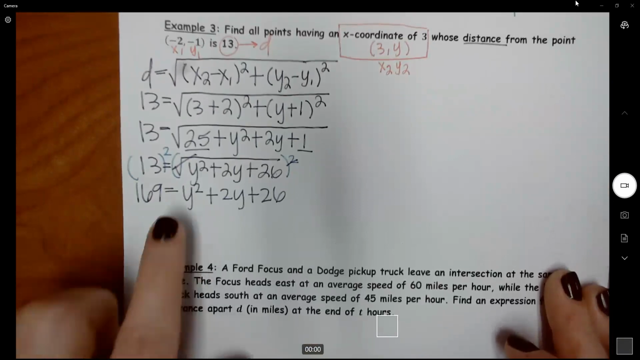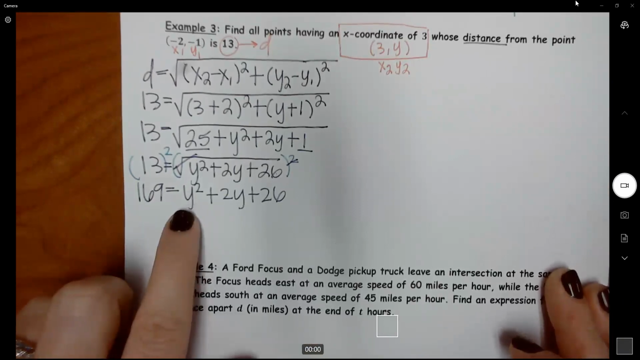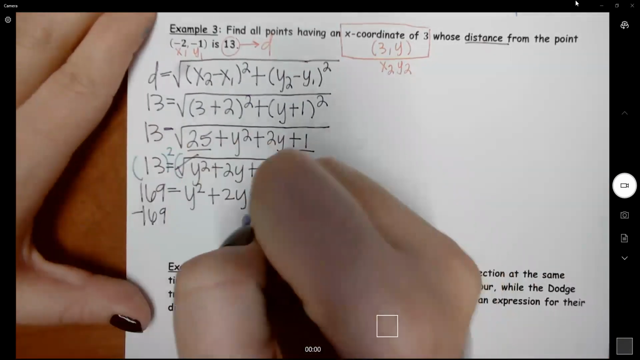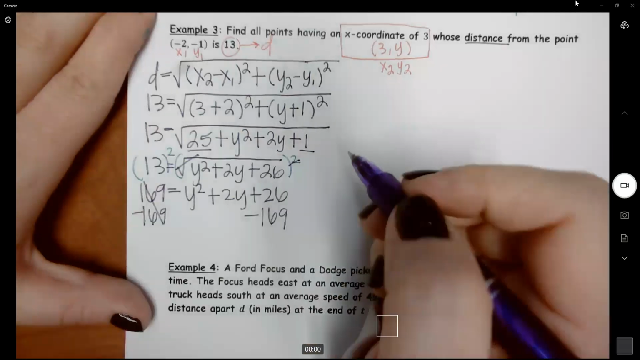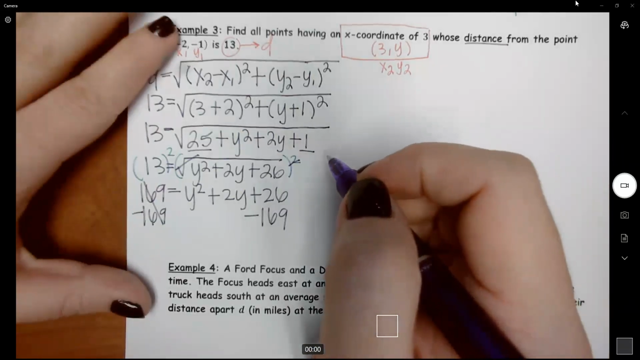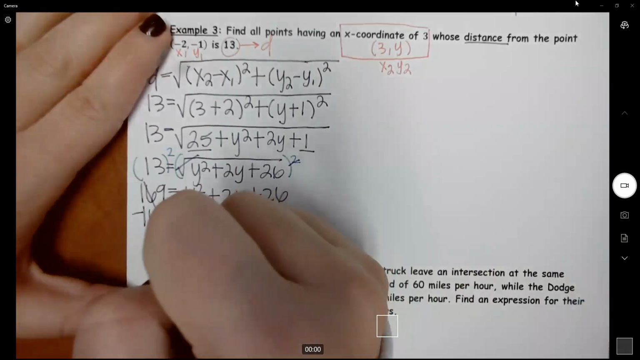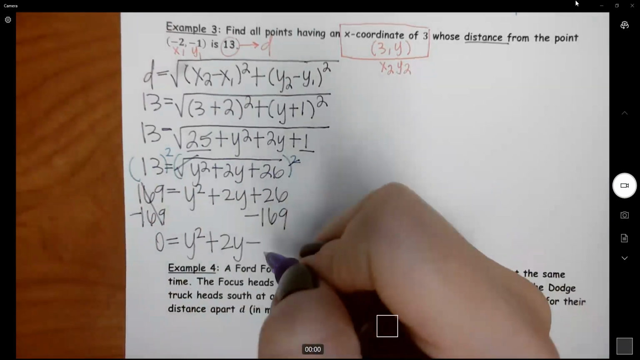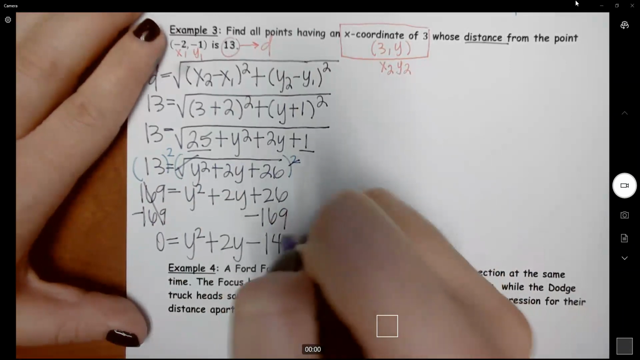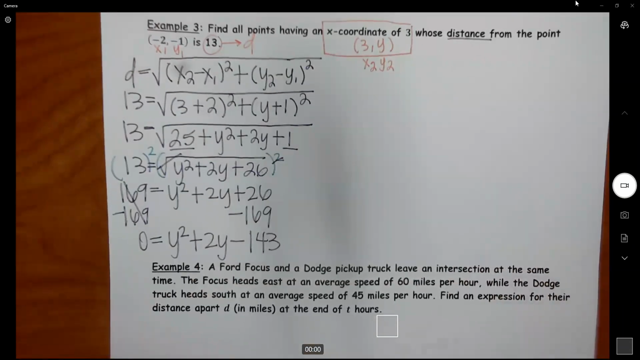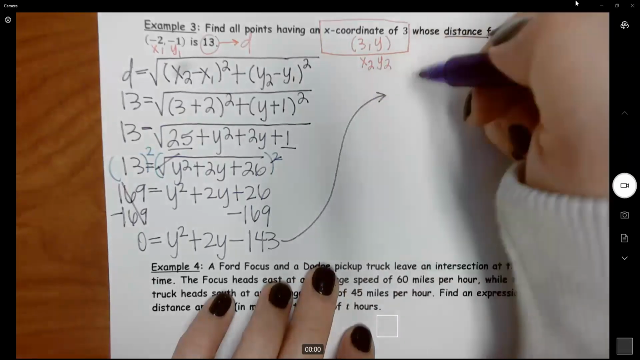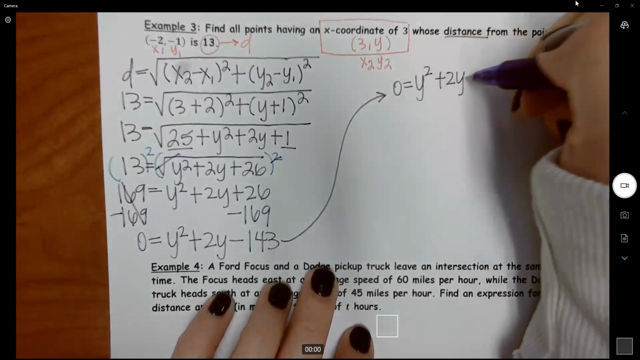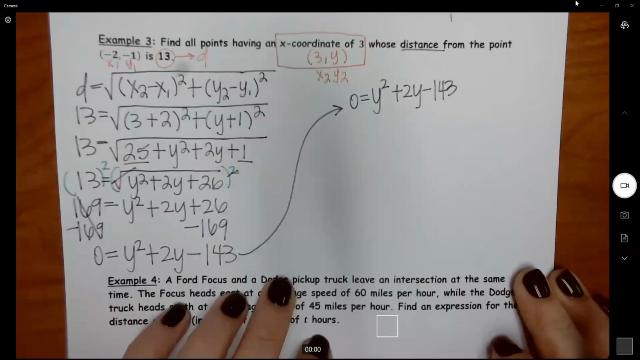We now have a quadratic equation, right? Because we have a squared term. So we need to get everything to one side. Let's subtract our 169 over. And we get 0 equals y squared plus 2y minus 143. I'm just going to bring this up here, rewrite it. And now we need to solve this.